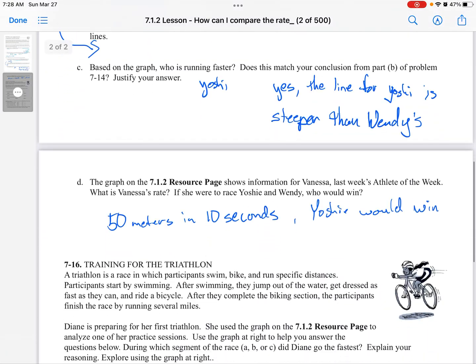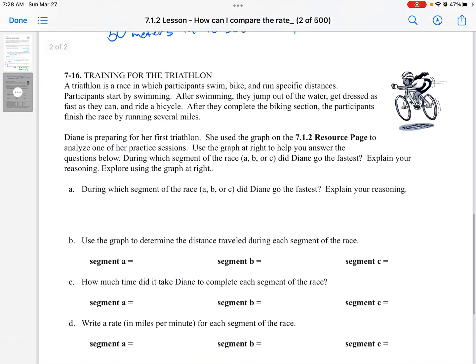All right. So we have a triathlon. That means that you have three things to do for a particular race. You swim, bike, and run. Participants start by swimming. After swimming, they jump out of the water, get dressed as fast as they can, and ride a bicycle. After they complete the biking section, the participants finish the race by running several miles.